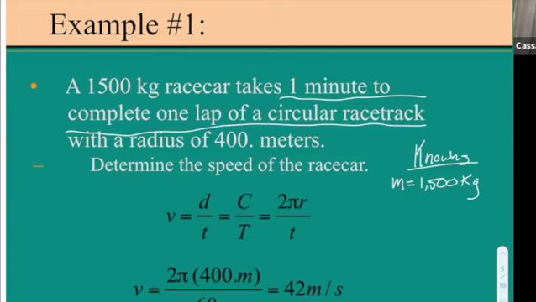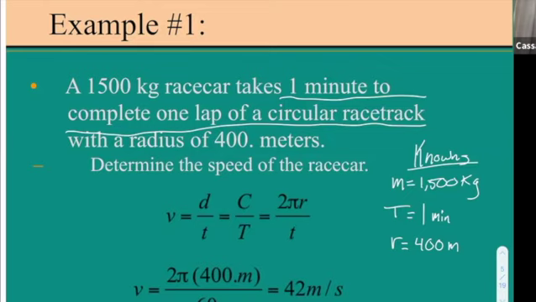The time it takes to complete one lap of a circular racetrack. So this is tricky. Do we think this is time or period? And what makes it different if it's not time? So think about that. This is a period because it's 1 minute to complete one circular lap. To complete the lap, it takes 1 minute. So we know T is going to be equal to 1 minute, our period's 1 minute. And then finally, our radius is equal to 400 meters.